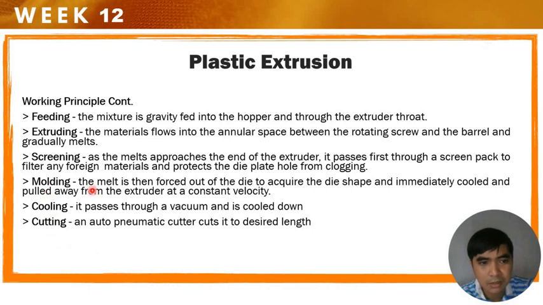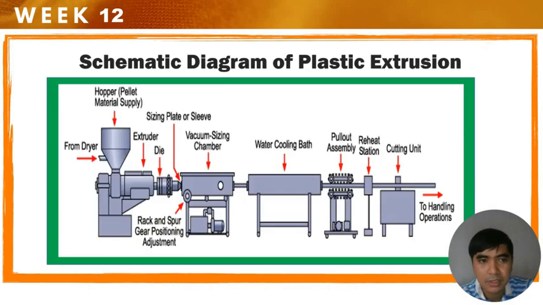Next is molding. The melt is then forced out of the die to acquire the die shape and is immediately cooled and pulled. So this is about shaping the melted material in the mold, cooling, and cutting. This is the schematic diagram of plastic extrusion.